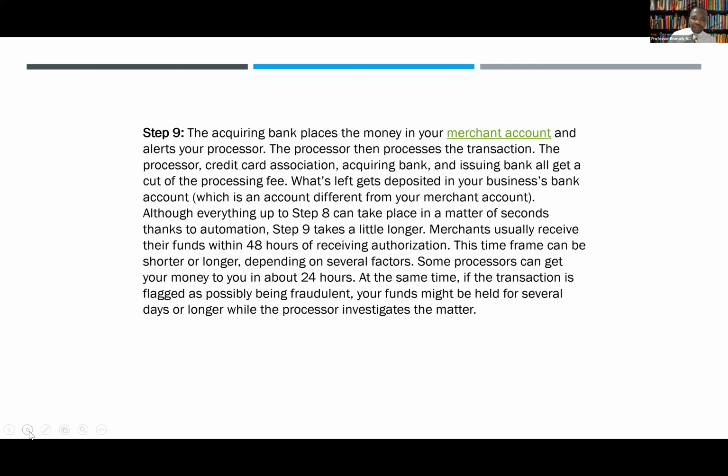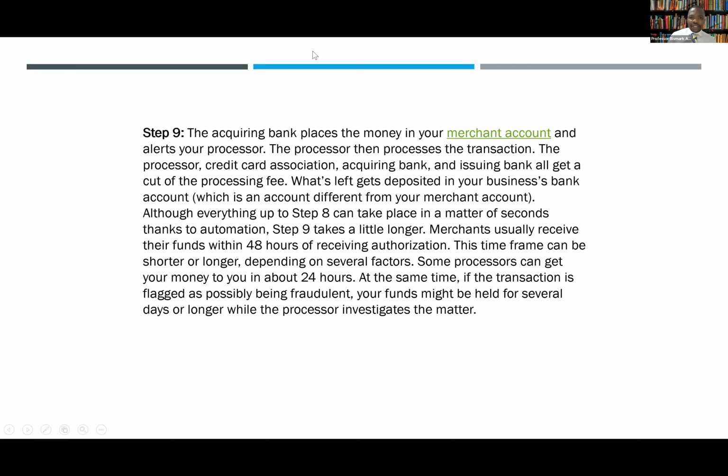Merchants usually receive their funds within 48 hours of receiving authorization. This time frame could be shorter or longer depending on several factors. Some processors can get your money to you in about 40 hours. At the same time, if the transaction is flagged for possibly being fraudulent, the funds might be held for several days or longer while the processor investigates the matter. So the reason I want to share this with you, this is really, really important, step 9, because for anyone that wants to be in e-commerce, at the end of the day, you're in business to make money.